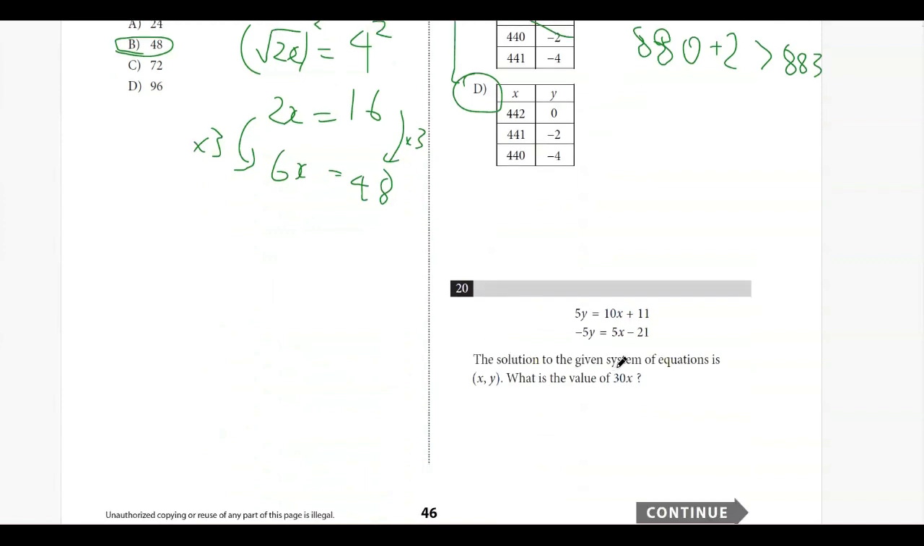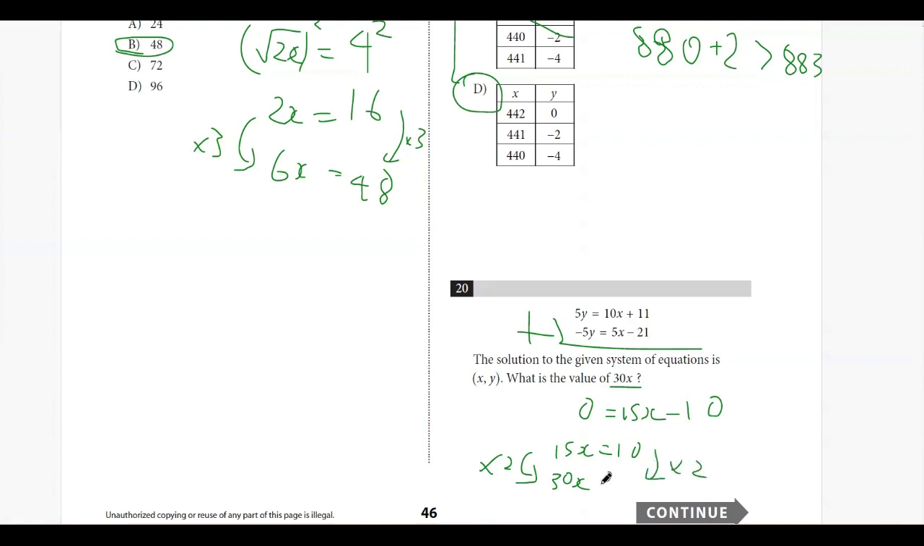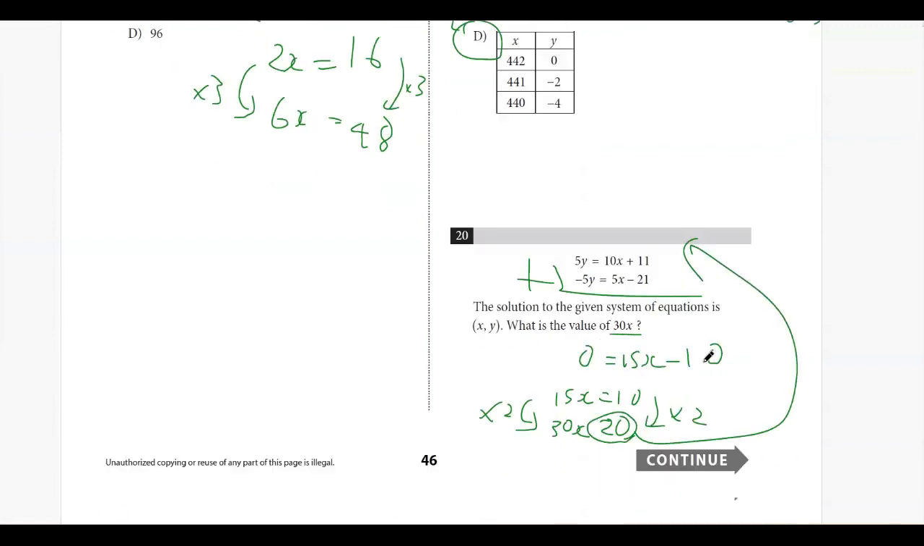Okay, what is the solution to the system? What is the value of 30x? So all you have to do is get rid of this y, so I'll add these up. We get 0 is equal to 15x minus 10. 15x is equal to 10. And how do I go from 15x to 30x? Just multiply both sides by 2. So 20 is the correct answer here.